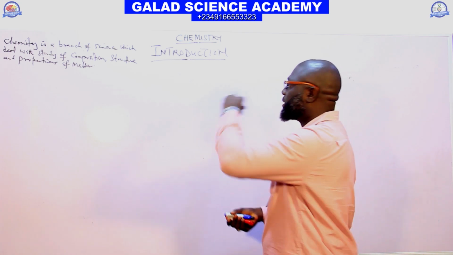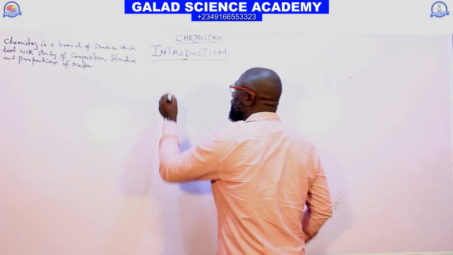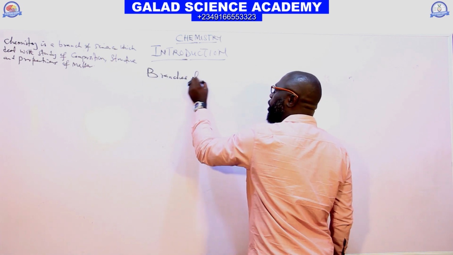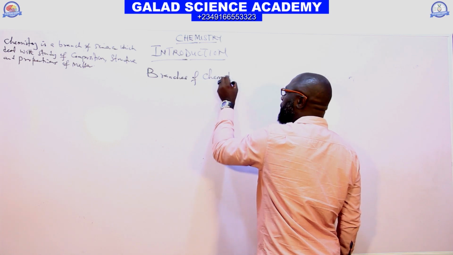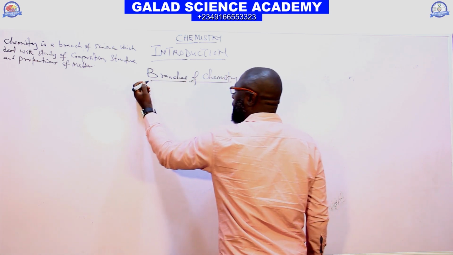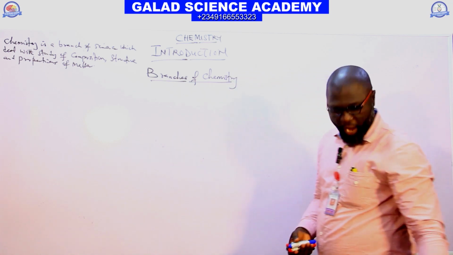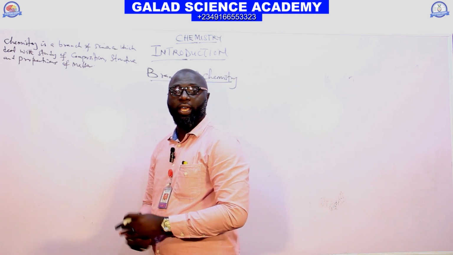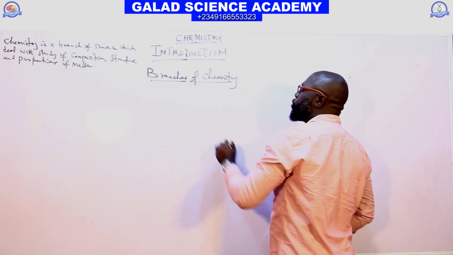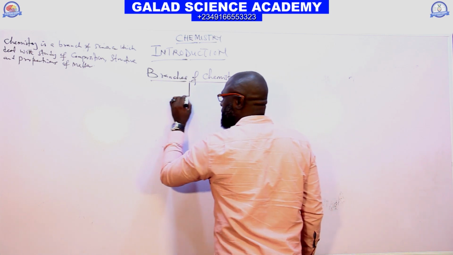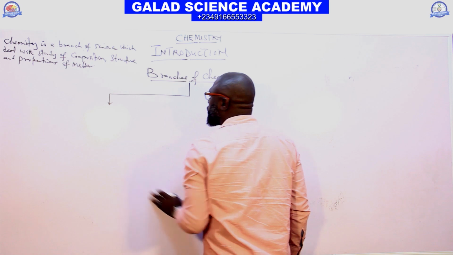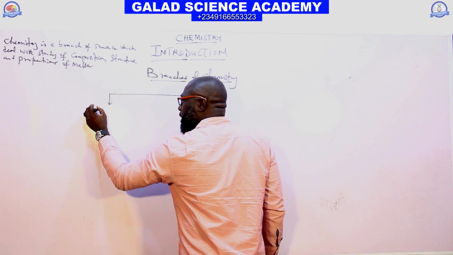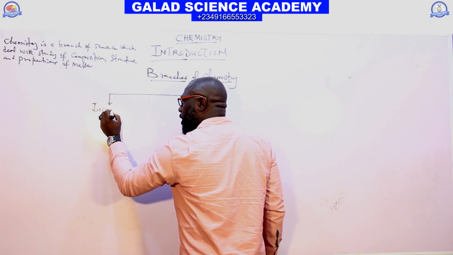What are the branches of chemistry? Chemistry can be divided into 4 branches. The first branch of chemistry we have is called inorganic chemistry.